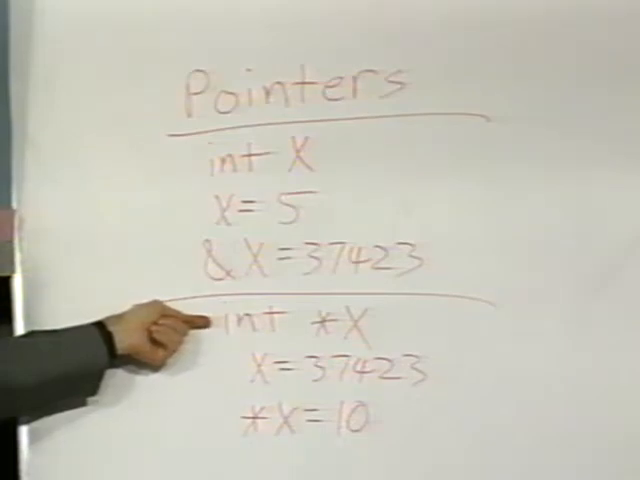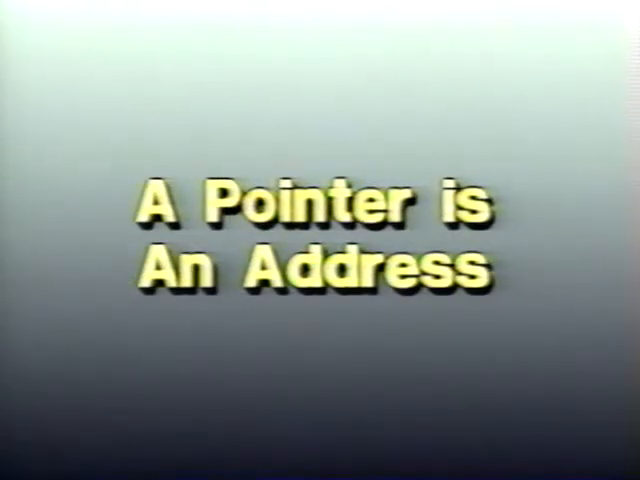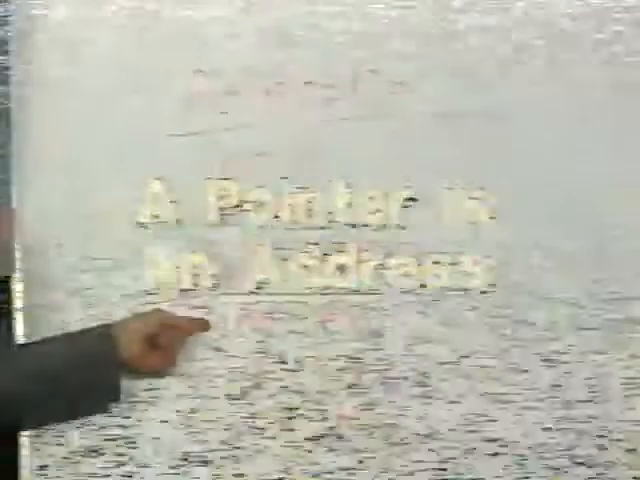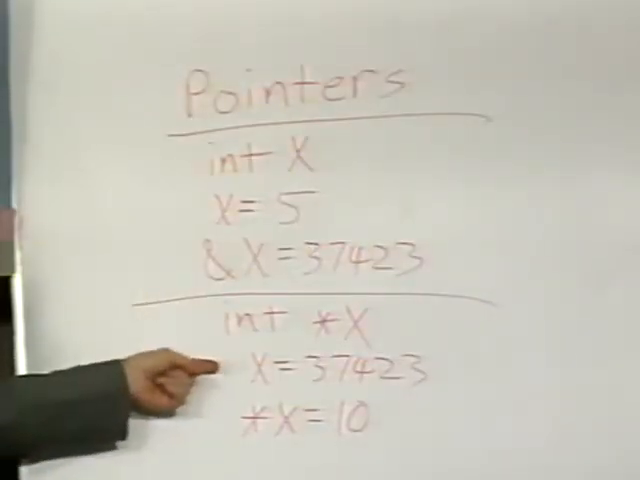If we declare x as *x, that means we declare x to be a pointer or an address. To keep this straight, remember this: a pointer is an address. That's all you need to remember. We declare x to be a pointer. That means x is an address.